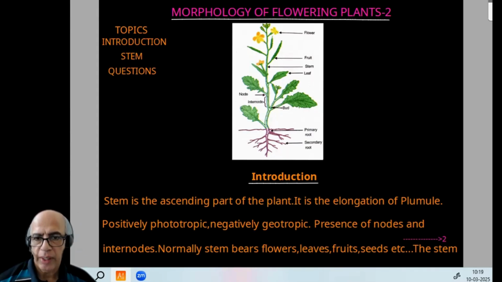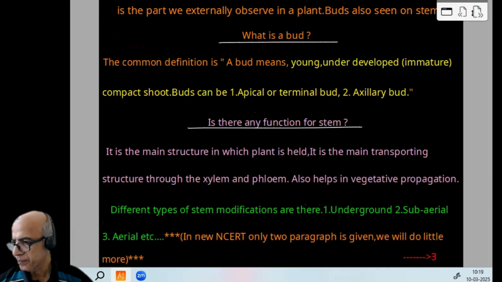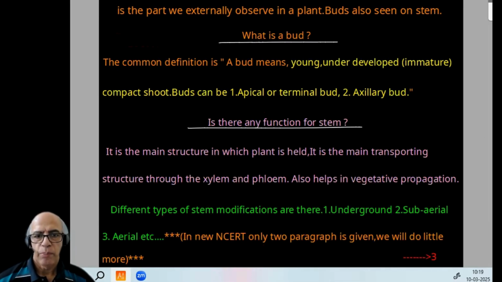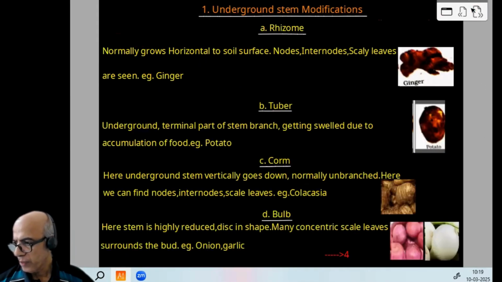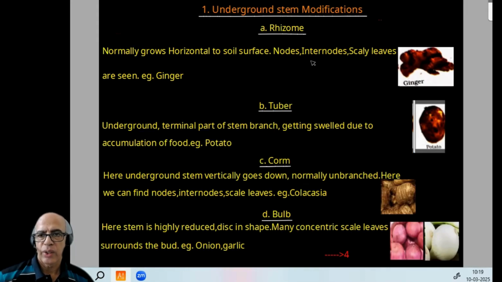And stem can even help in reproduction. Then we explained what a bud is, the 2 types of bud, and the functions of stem. Then we ended with the topic modification of stem. Even though NCERT does not directly discuss it, with only 2 paragraphs given in the present NCERT, it is better if you know this. 3 types of modification: underground, subaerial, aerial. Under underground stem modification, 4 items: rhizome, ginger; tuber, potato; corm, colocasia; and bulb, onion, Allium cepa, Allium sativum.